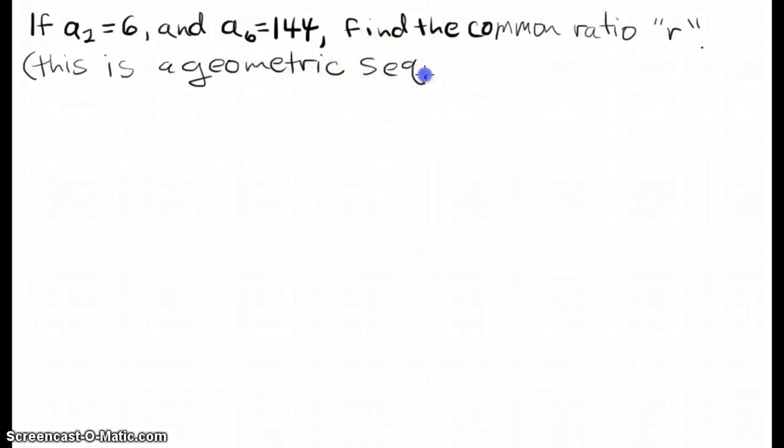sequence, okay? Now, this problem here that I wrote down is very similar to one in your workbook, but it's not exactly the same. The numbers are a little bit different so that you will have a chance to practice using your numbers to see if you can master the concept, all right? So the question says, if A2 equals 6 and A6 equals 144, find the common ratio R. We know that R stands for the common ratio, or the number that we multiply each time to get the next term in the sequence.